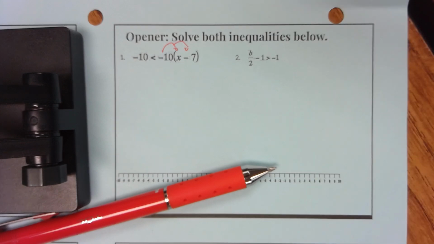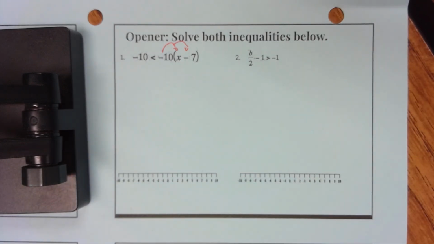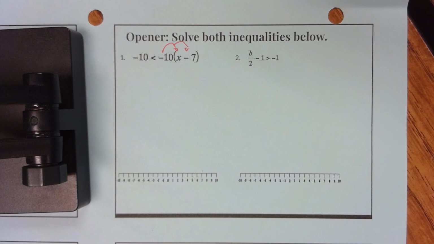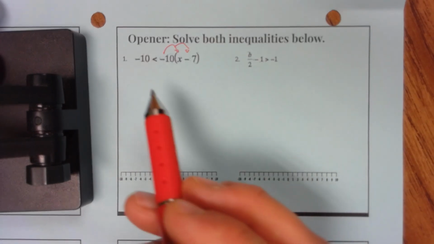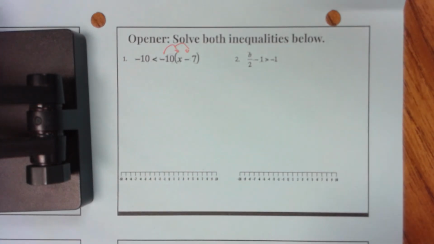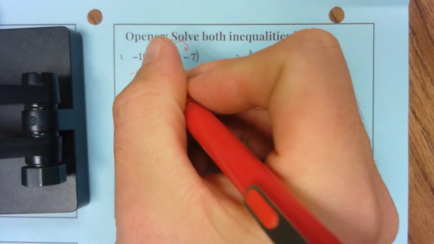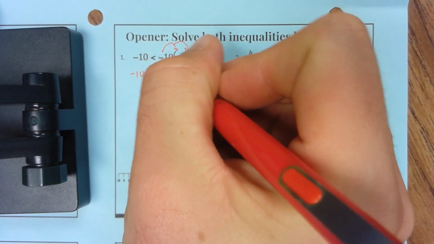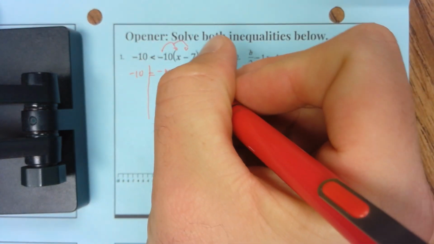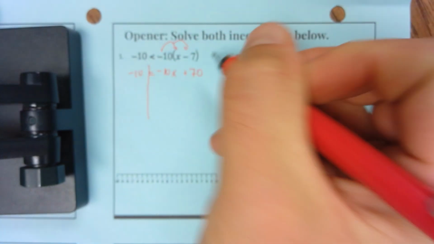So anytime we're solving inequalities, equations, whatever it might be, simplifying both sides before you start moving things around makes your work much nicer. There's a lot of you when I've graded different things that we're not simplifying before we start moving things around. Remember, to simplify means that we're going to distribute. So negative 10x and negative 10 times negative 7 is a positive 70.